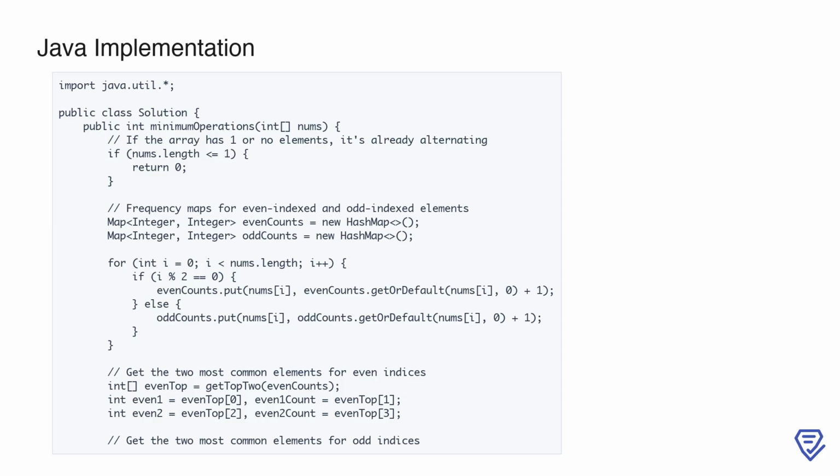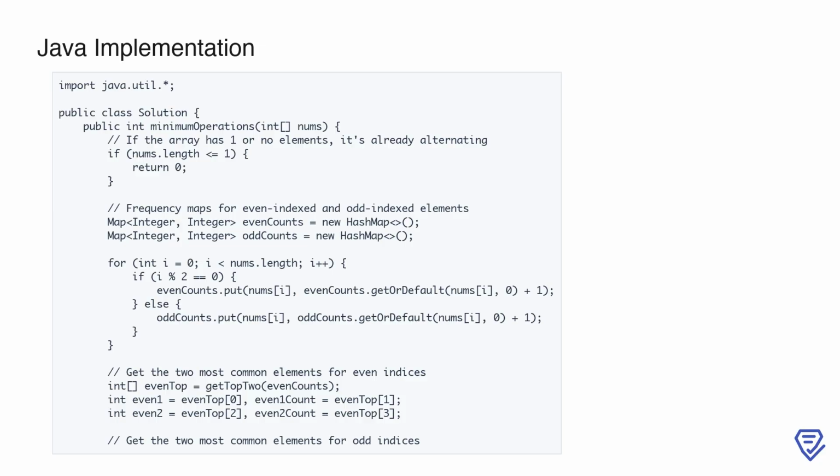Here, we start by defining our solution class and the main function, minimumOperations. The first thing we check is a base case. If the array has one or no elements, it's already alternating, so no operations are needed. Returning 0 in this case ensures we handle these trivial scenarios efficiently.